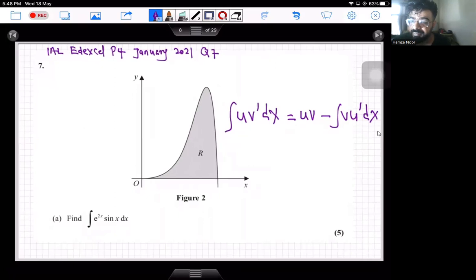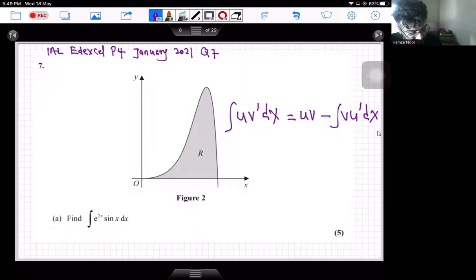And this is basically integration as the reverse process of differentiating by product rule. This formula of integrating by parts is exactly proven by the fact that integration is the reverse process of differentiating, and this is basically integration as a reverse process of differentiating by product rule.